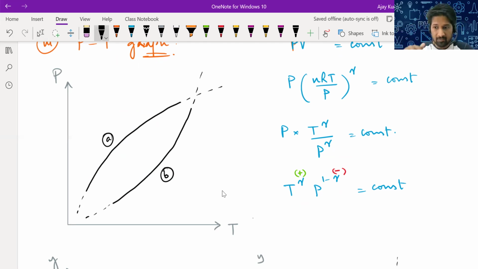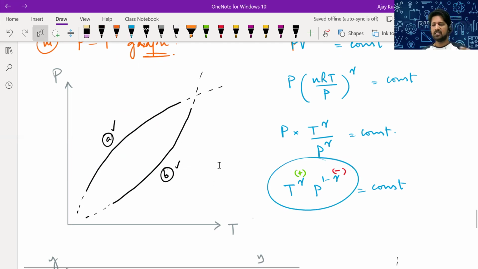So if temperature changes are going to dominate, then it will be graph A. If pressure changes are going to be much higher than temperature changes, then it will be graph B. So you have to determine which one changes more rapidly. And that can be done by using this equation. So think about it. I'll give you all 2 minutes. Which graph do you think suits an adiabatic process?